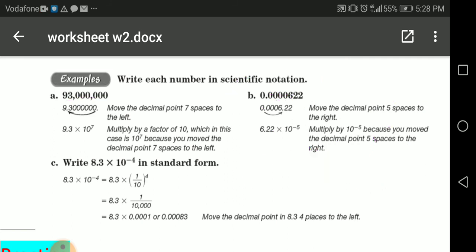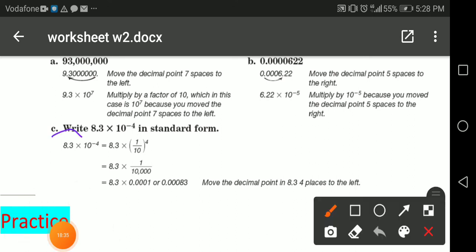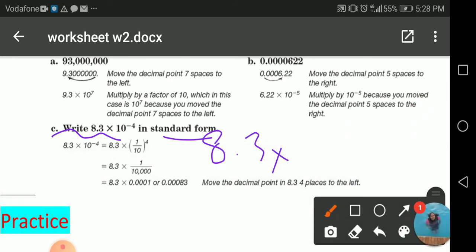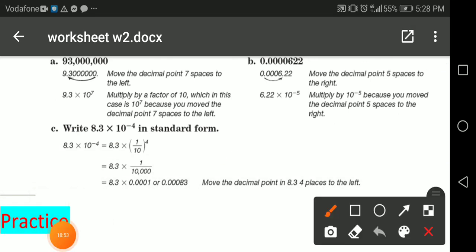Let's see another example here. He asks me here to write 8.3 multiplied by 10 to the negative 4 in standard form. Oh my God, standard form? Yeah. So I have here 8.3 multiplied by 10 to the negative 4.